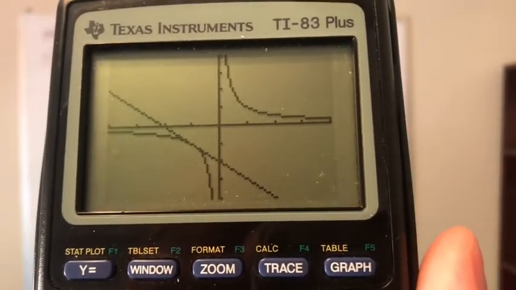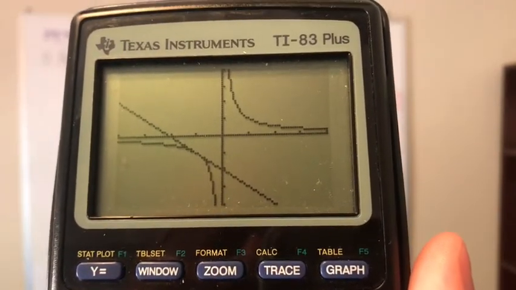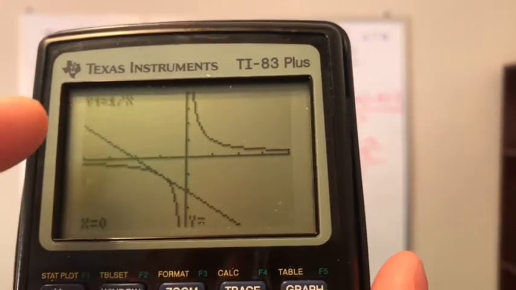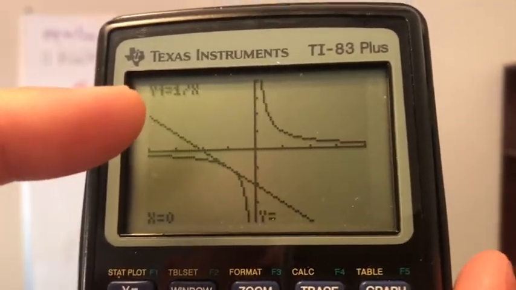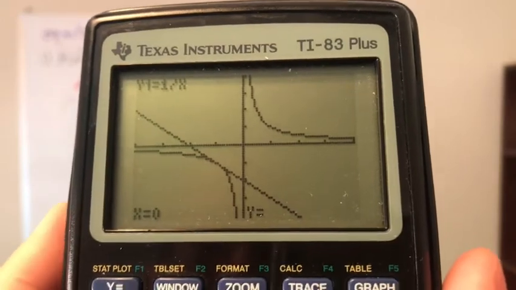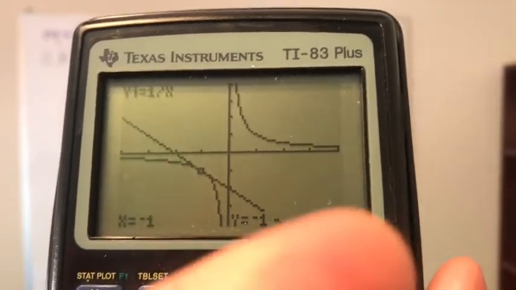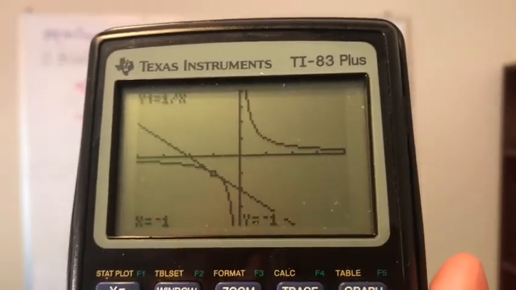And notice that tangent line is connecting at the point, well, looks like negative 1, and it ought to be. Can I test that? Yes, I hit trace. I've got which function being looked at? The reciprocal function. I plug in negative 1, and out comes negative 1. So I get the point negative 1, sorry, negative 1, negative 1.